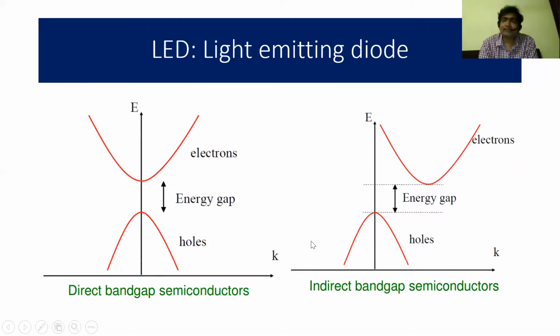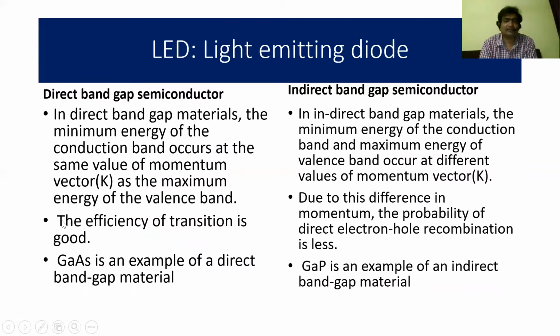Let us go through another type of semiconductors. In some groups of semiconductors, the minimum of the conduction band is not directly above the maximum of the valency band, which means that the minimum of the conduction band and the maximum of the valency band occur at different values of momentum vectors. These types of semiconductors are called indirect band gap semiconductors. The efficiency of transition is very good in direct band gap semiconductors. So here we will get photons, light, as output.